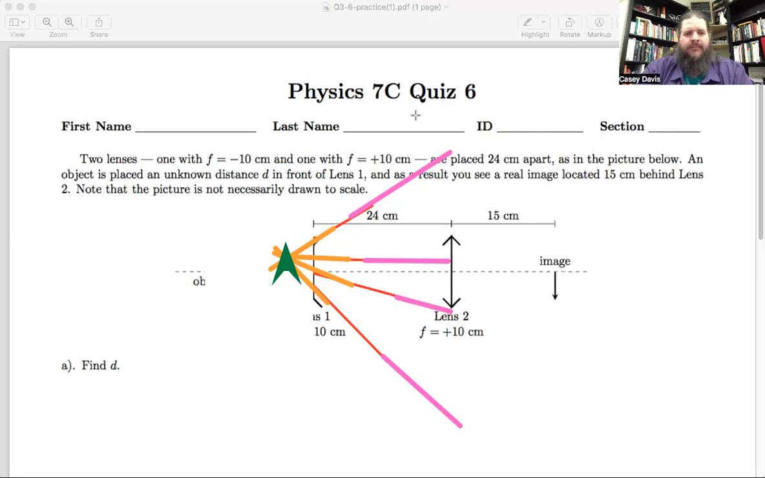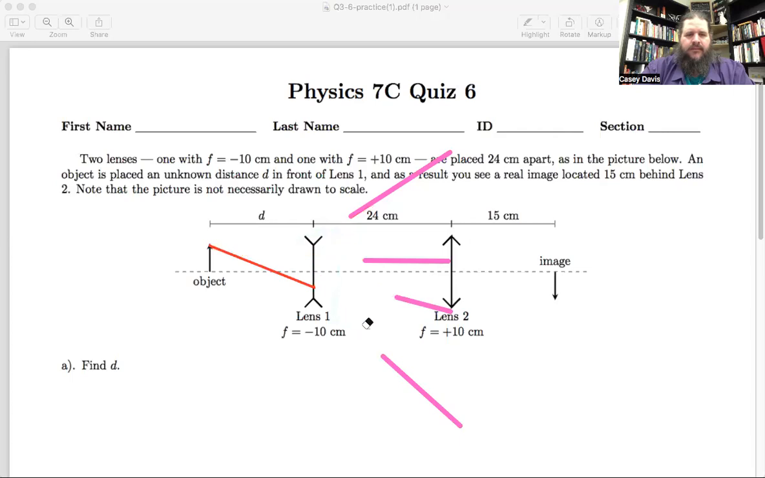Yeah, so really fast. So how you would go about solving this is pretty much backtracking and starting with lens 2 and going from the image, since we know the image, going back to find the object, and then use that object that you found as the image for lens 1.